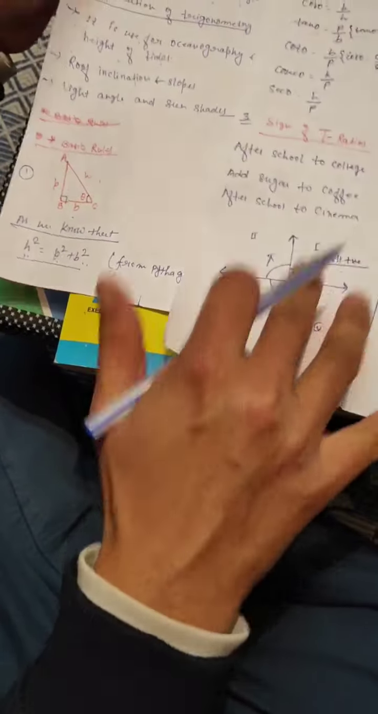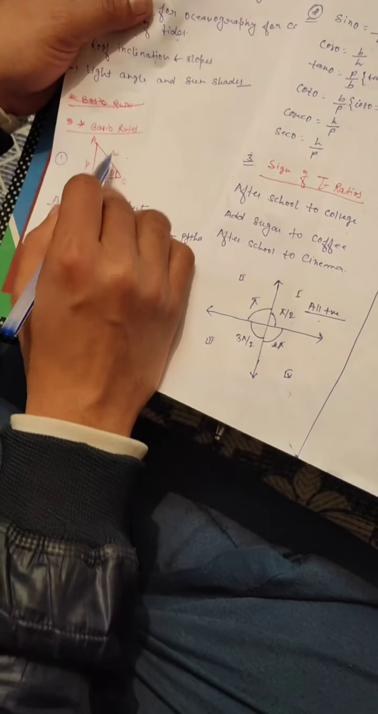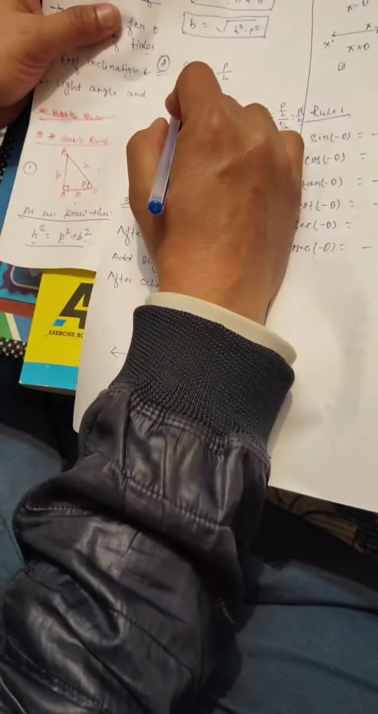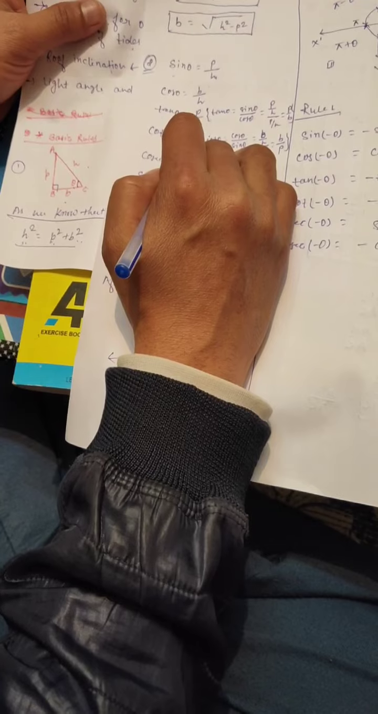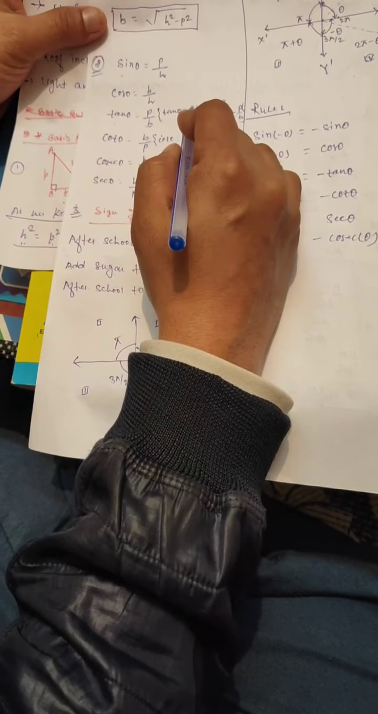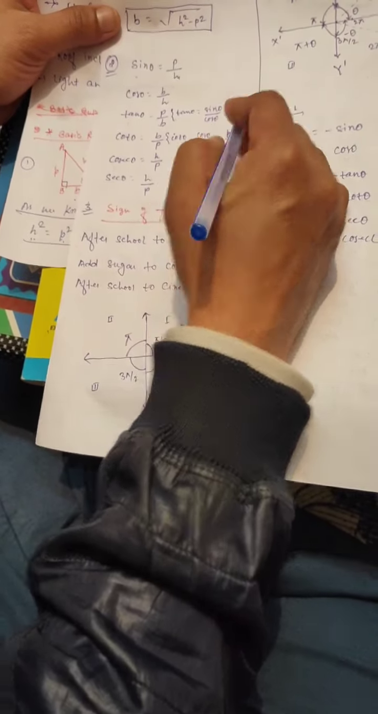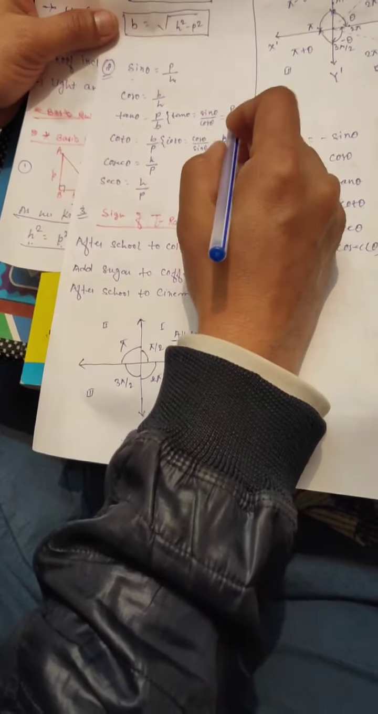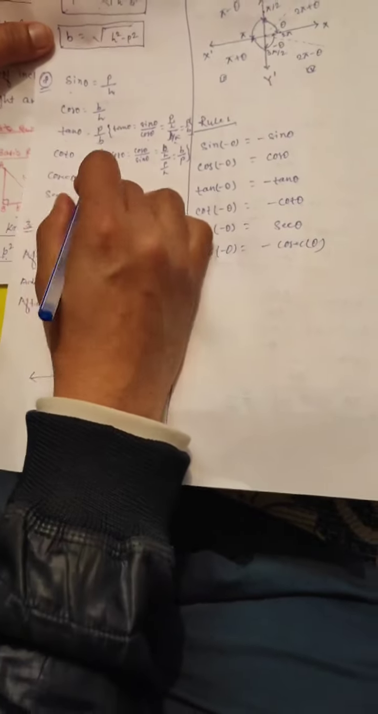And we know that sin theta equals p by h, that is, perpendicular upon hypotenuse. Cos theta equals base upon hypotenuse, b by h, and tan theta equals p by b. As we know, tan theta equals sin theta upon cos theta, and sin theta equals p by h and cos theta equals b by h. The h cancels, and p upon b equals tan theta.